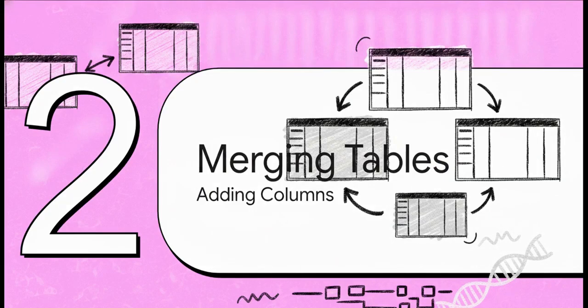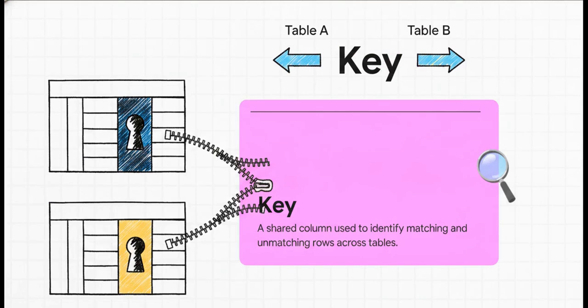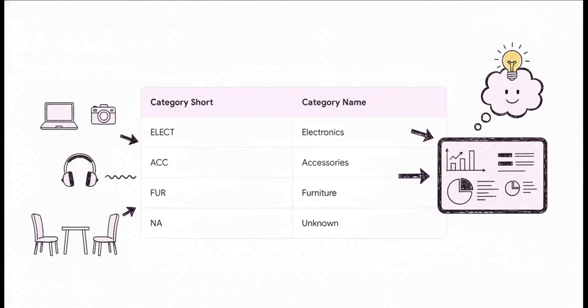Moving right along to Section 2, merging tables and adding columns. If you have a background in SQL, you might already know merging as joining, but whatever you want to call it, the absolute golden rule here is that both tables must contain a key. This is a shared column holding the exact same type of values. Think of it like the teeth on that jacket zipper we just talked about. Without matching teeth, Power Query literally has no idea how to lock the rows from table A to the rows in table B. To see why this is so incredibly useful, imagine a real-world scenario.